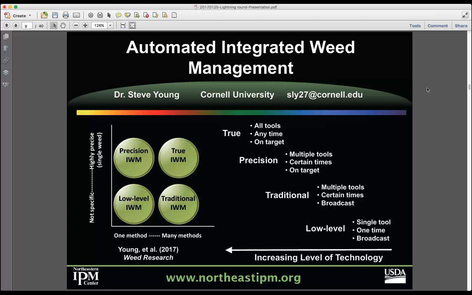I just want to share a little bit about the work involved at the university. This is basically a conceptual diagram. I know it's heavy on the text, so bear with me. You can see there's a figure in the lower left-hand corner area. These are conceptual ideas where we've been putting together how we address integrated weed management. If you go across the bottom, the x-axis, there's one method to many methods. Going up and down the y-axis, it goes from not specific to highly specific. And going down here is the increasing level of technology, from low level, traditional, to precision. I would encourage you to read our paper and contact me if you have any questions. I think I'm done.